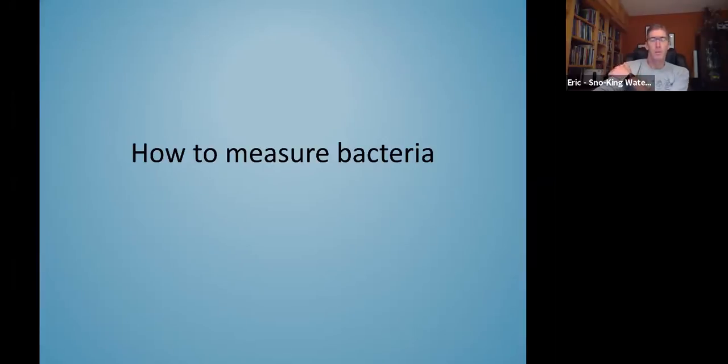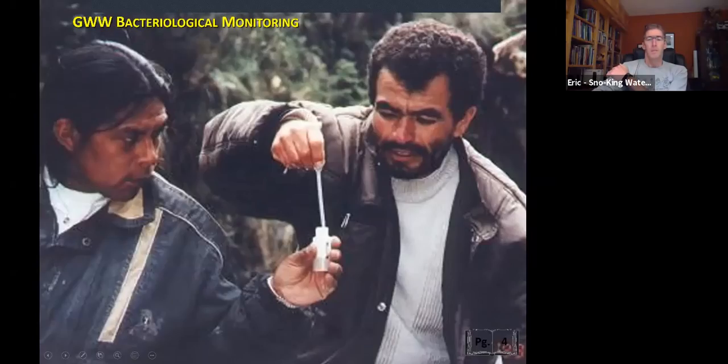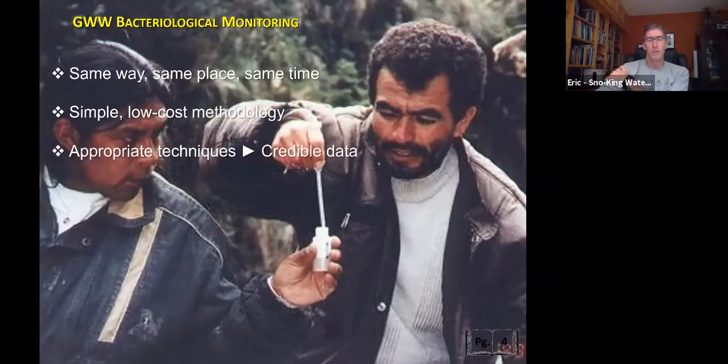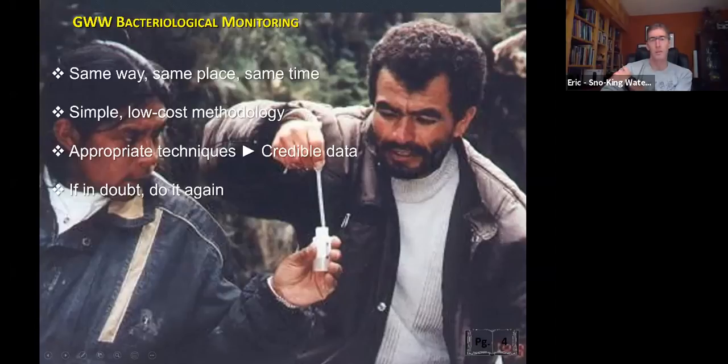So let's talk about how we measure bacteria. This is an example of the equipment that's being used to monitor the bacteria. So they have a few basic principles, Global Water Watch does. One is do it the same way, same place, same time. They advocate using this simple low-cost method. If you do it the same way using consistent methods and techniques, you can generate credible data. And always, if in doubt, do it again. So in other words, make sure you don't make a mistake when you're doing the technique. If you do it over, you're not generating incorrect data.